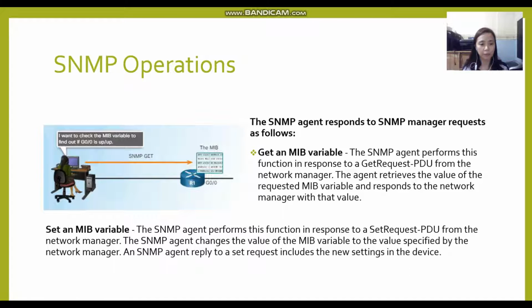So, set an MIB variable. The SNMP agent performs this function in response to a set request PDU from the network manager. The SNMP agent changes the value of the MIB variable to the value specified by the network manager. An SNMP agent reply to a set request includes the new setting in the device.